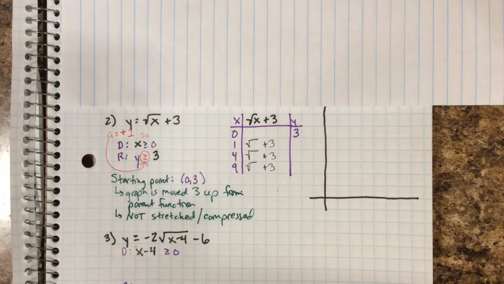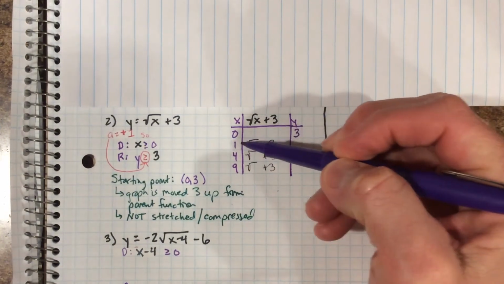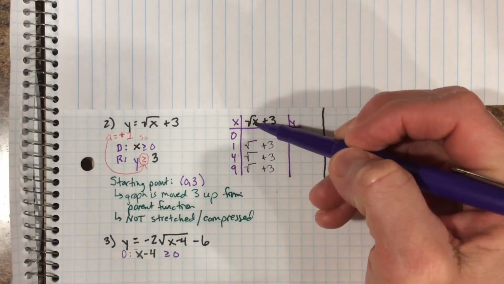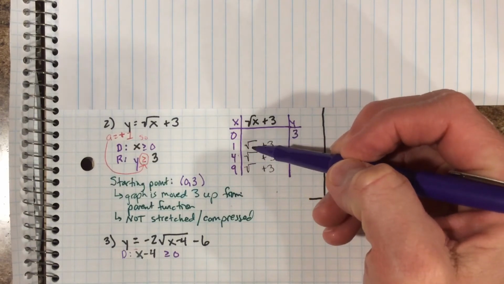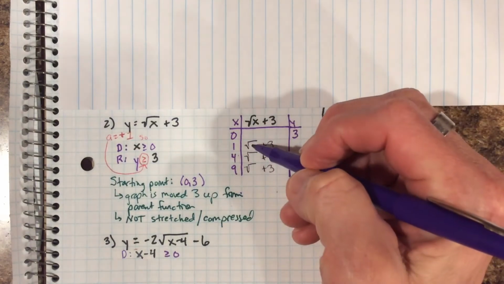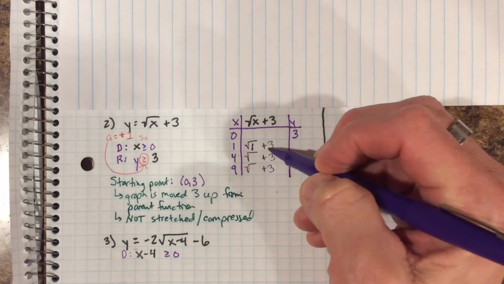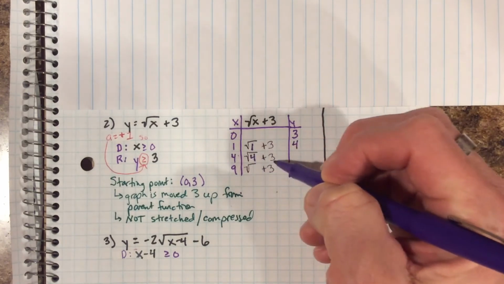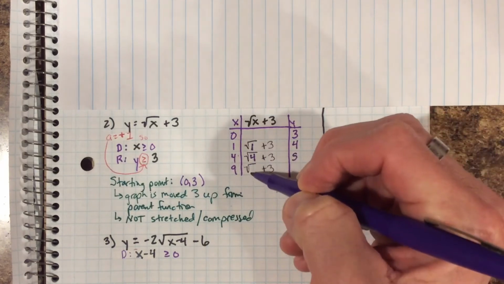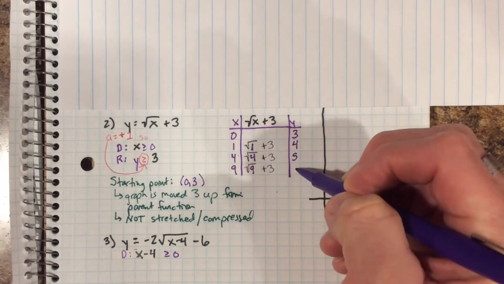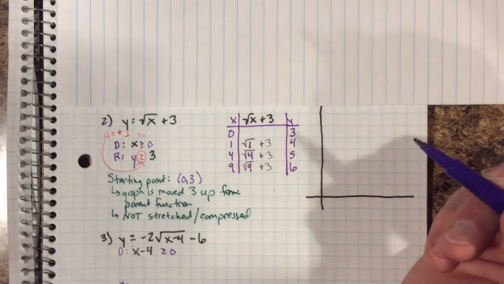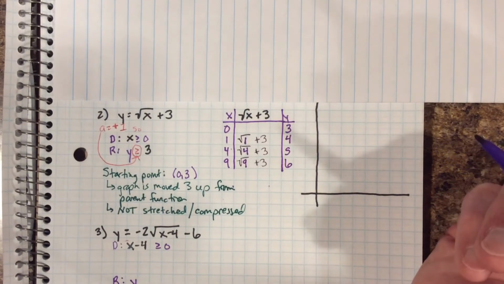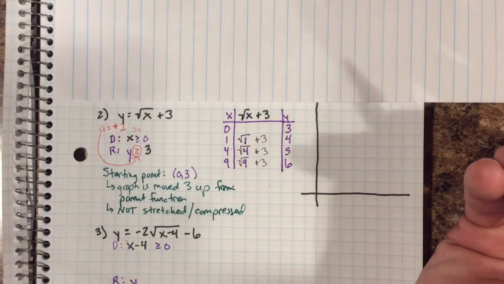So I'm going to do this table with you, and it should help you guys. You'll notice here I chose x values of 1, 4, and 9, because when I square root them and put these numbers in, I get nice numbers for my answers. The square root of 1 is 1. 1 plus 3 is 4. The square root of 4 is 2. 2 plus 3 is 5. The square root of 9 is 3. 3 plus 3 is 6. And now I have a very nice function.